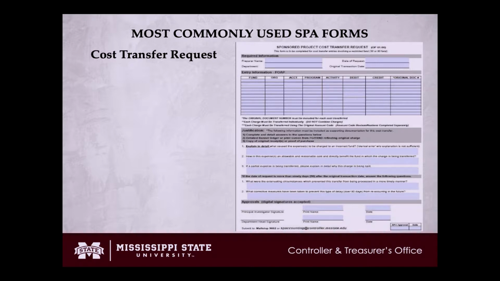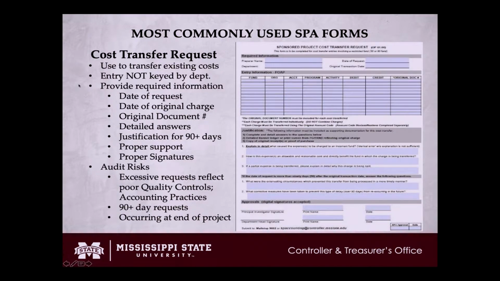So let's look at a few of these forms in detail. The cost transfer request. We actually have 2 forms. One is the cost transfer request, and the other is the justification. Determining which form to use depends on whether you key your own entries or not. This specific form is for a department that does not key their own entries. You may be a small department, you may have very little sponsored research, you may have just a handful of entries, and so in that case, by all means, please feel free to complete this form and send it to our office, and we will get it keyed for you and posted.